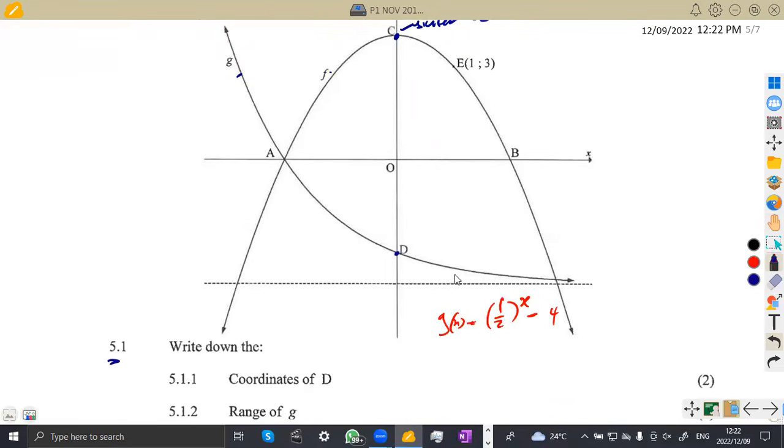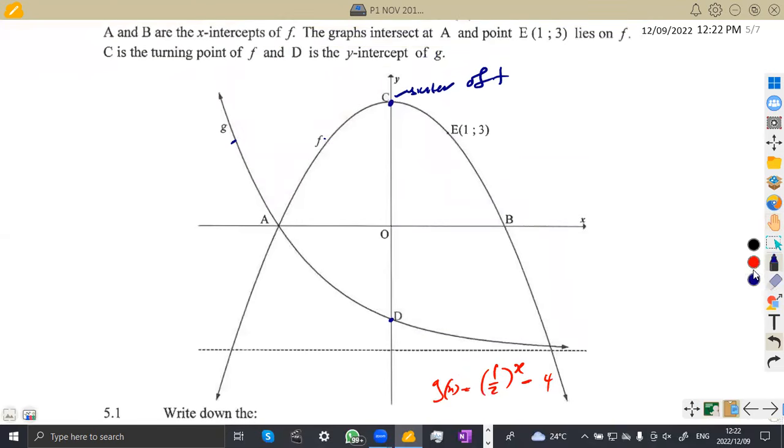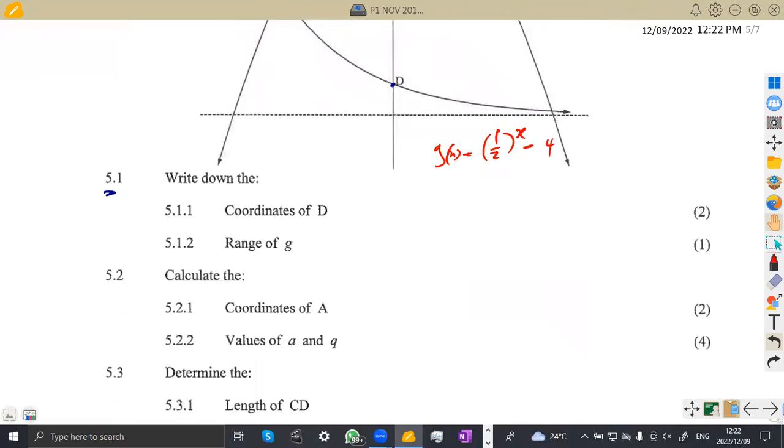And if we are to cross-check, where do we have our D? D lies on the y-axis. This is the y-intercept, where we know that on the y-axis, x is equivalent to 0, and on the x-axis, y is equal to 0. So we can take advantage of that to say that x is equal to 0. If x is equal to 0 here, that means y is equal to half to the exponent of 0 minus 4.